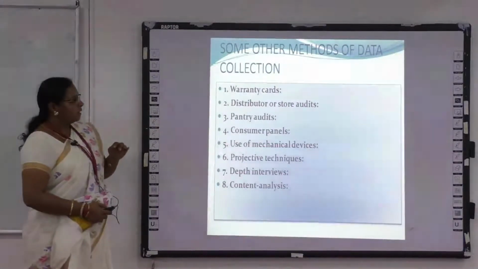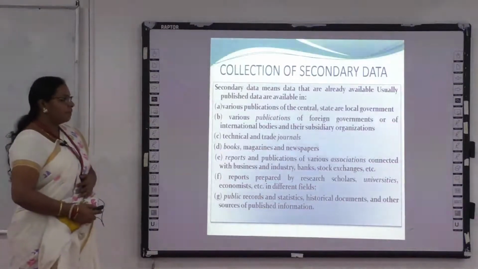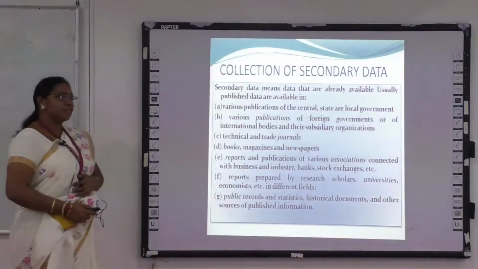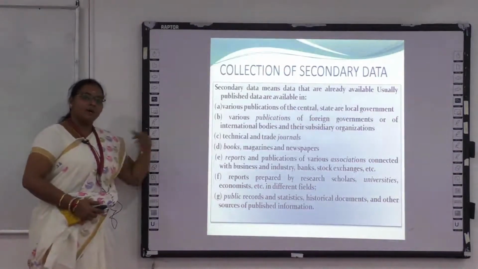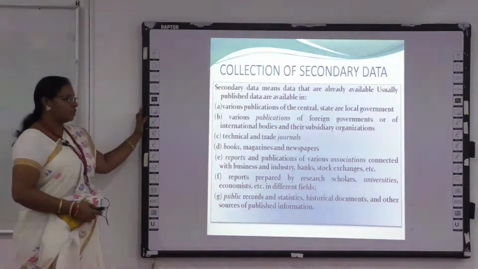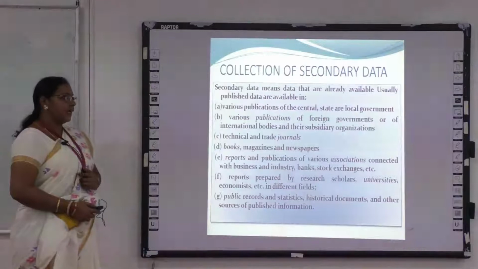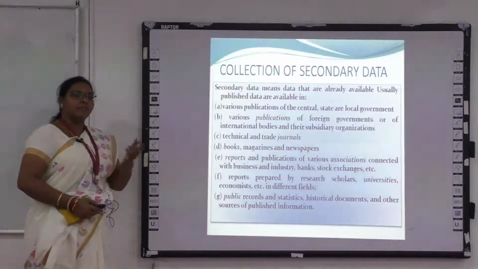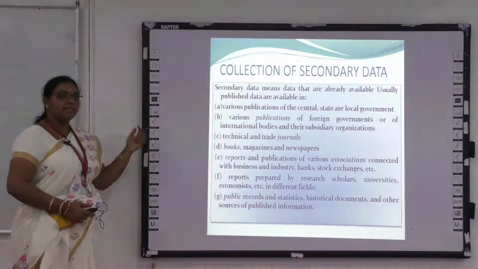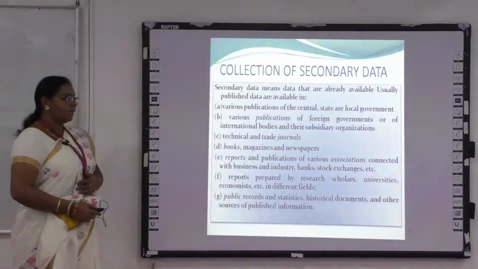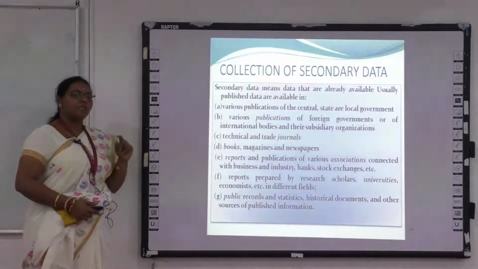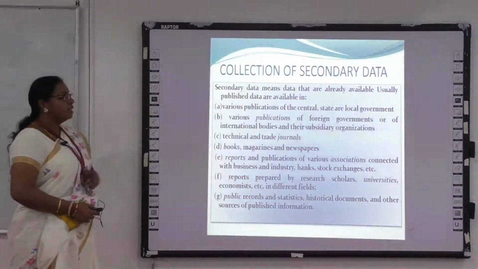In secondary data, we have publications like journals and publications from foreign governments, international bodies, and subsidiary organizations, how they are involved, and what suggestive measures they give. If I take that, it is also secondary data. Technical trade journals, books, magazines, and newspapers also come under secondary data. Reports and publications from journals, if I want to take the conclusion or the abstract of a particular topic, come under secondary data.